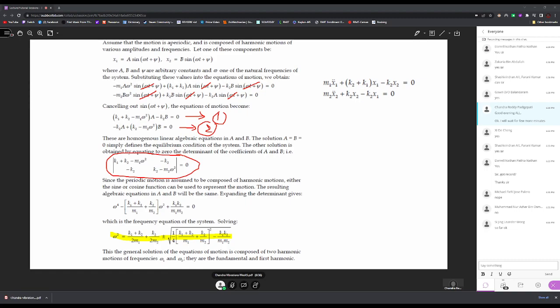So to get a non-zero solution for A and B, we make the determinant of this 0. So expand this determinant, and you will end up with a fourth order expression like this. This is a fourth order equation. But you can write omega to the power of 4 as omega square whole square.